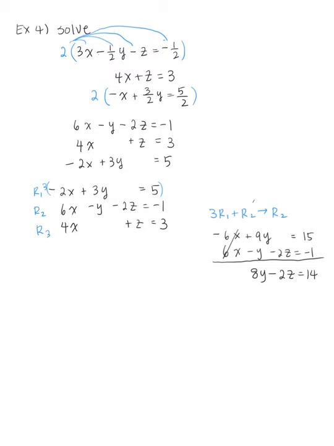All right, so let me rewrite. So we got negative 2x plus 3y equals 5. Now new row 2 becomes 8y minus 2z equals 14. And then third equation, 4x plus z equals 3. All right, we got this. So now let me label row 1, row 2, and then row 3 again. Okay, so our next mission is kill the 4x, make that into a 0, right?